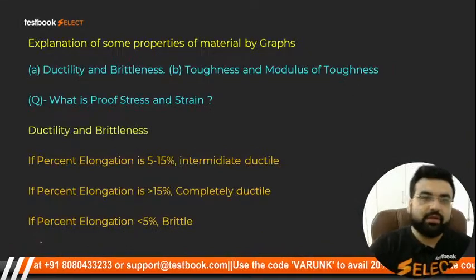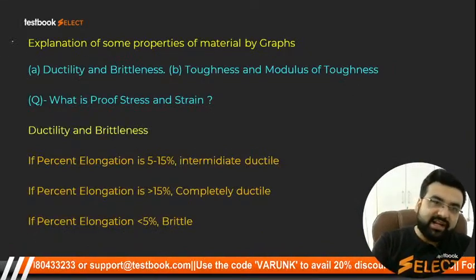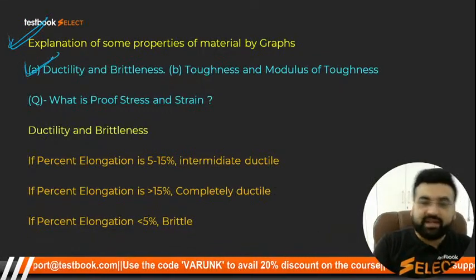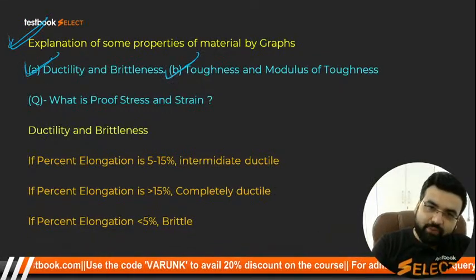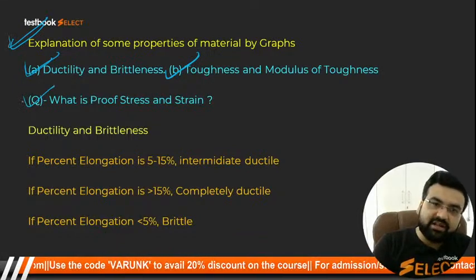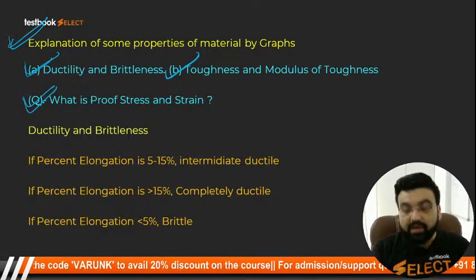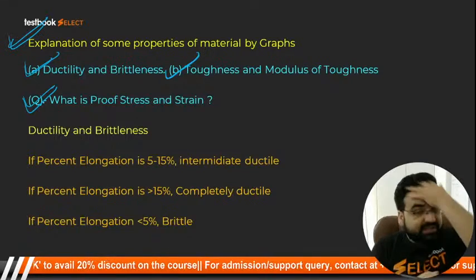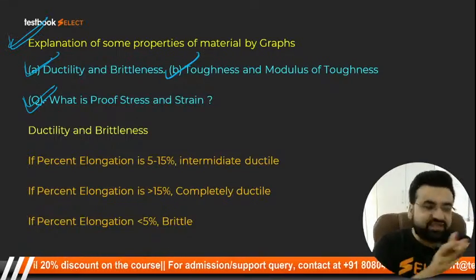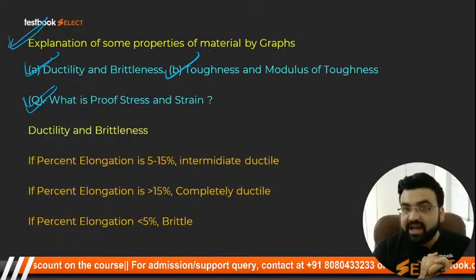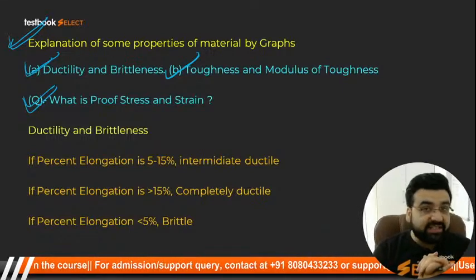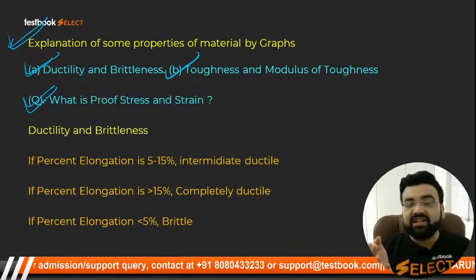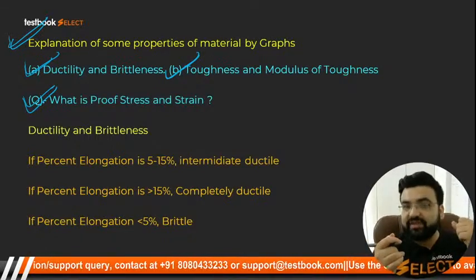Next, students, now let us understand some of the properties. The first property is ductility and brittleness. The second is toughness and modulus of toughness, and the third one is proof stress and strain. Now students, let us understand what ductility and brittleness are with the help of the stress versus strain curve. Till now, I have told you ductility and brittleness just by giving some examples. But now let us understand what is happening in the stress versus strain curve.